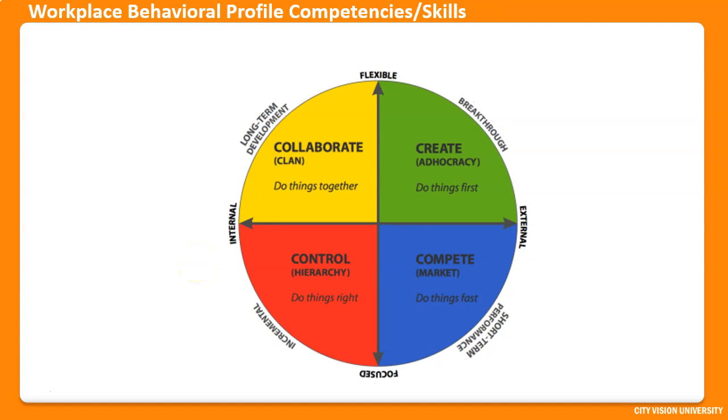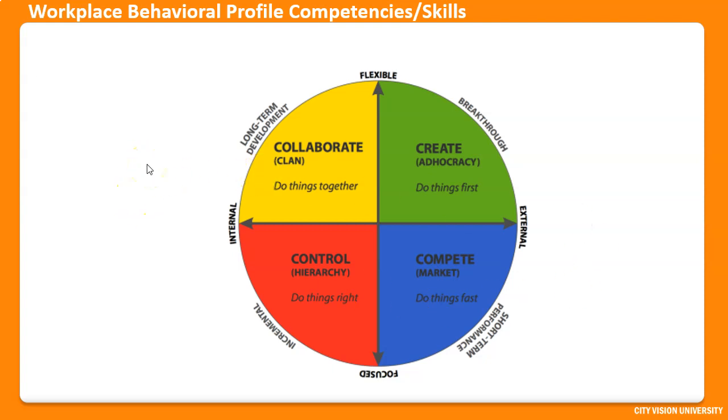Now, let's talk about the workplace behavioral profile and competencies and skills. Part of what makes the competing values framework interesting is that you can apply it at the individual level, at the organizational level, or at the departmental level. The workplace behavioral profile is a way to apply it at the individual level. It's basically saying, across these different quadrants, what are your skills?